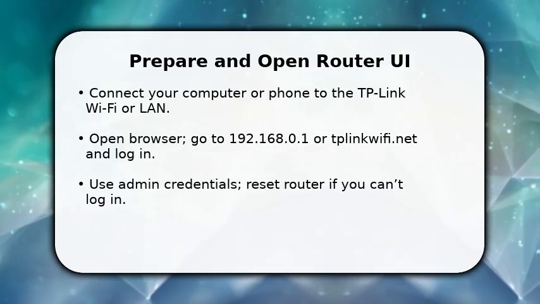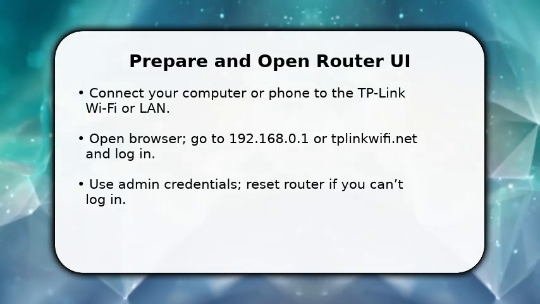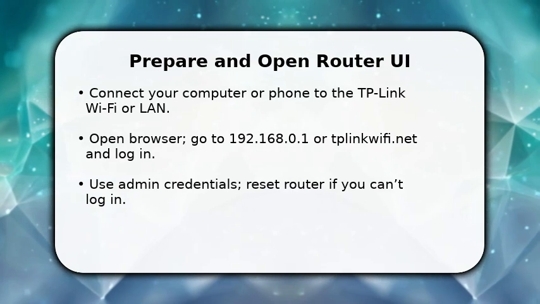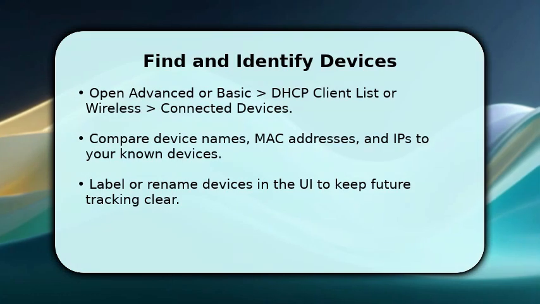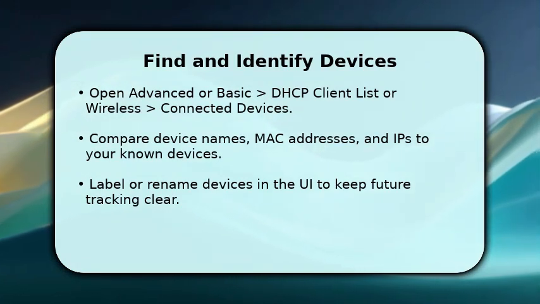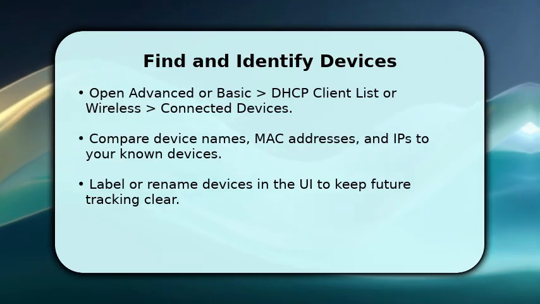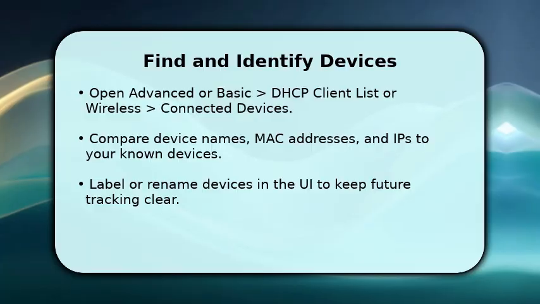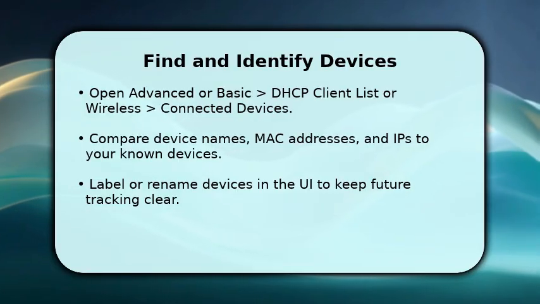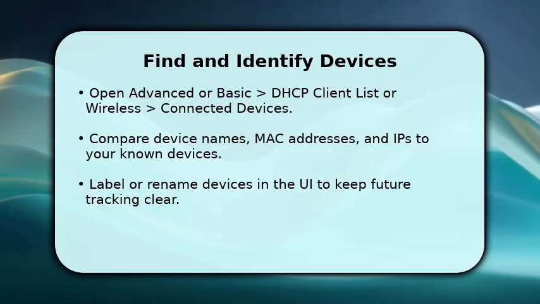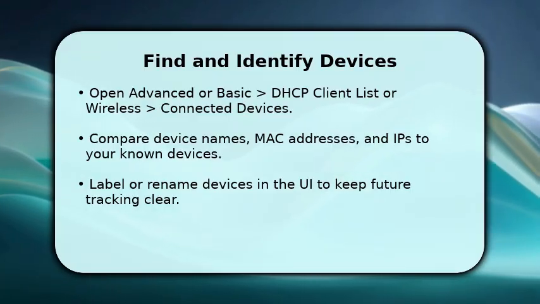Once logged in, you'll be able to see the management screens and proceed to device lists without distractions. Once logged in, navigate to the DHCP client list or the Connected Devices section under Wireless or Network. There you'll see each device's hostname, MAC address, and assigned IP. Use these three fields to identify phones, laptops, or smart devices.